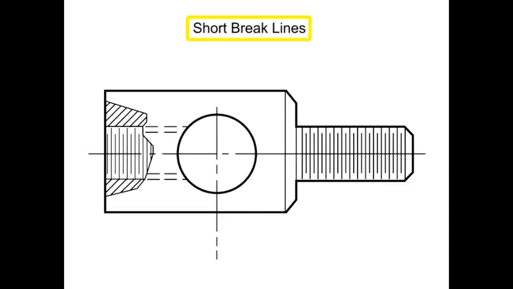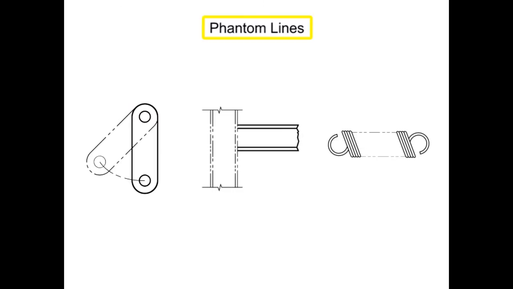Short breaks are indicated by solid freehand lines and are typically used to illustrate smaller section views where removing material from the part illustrates features otherwise not shown. Phantom lines are composed of alternating one long and two short dashes, evenly spaced, with a long dash at each end.